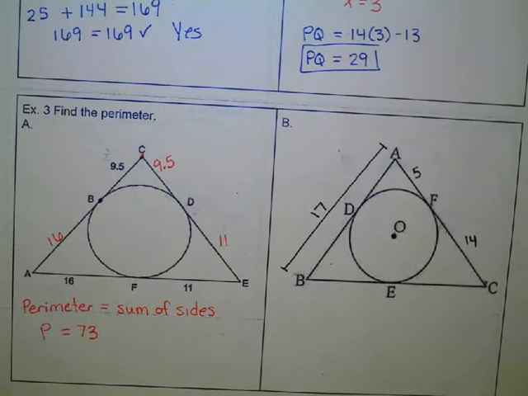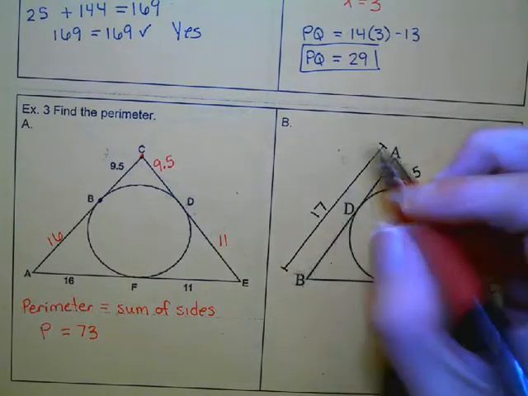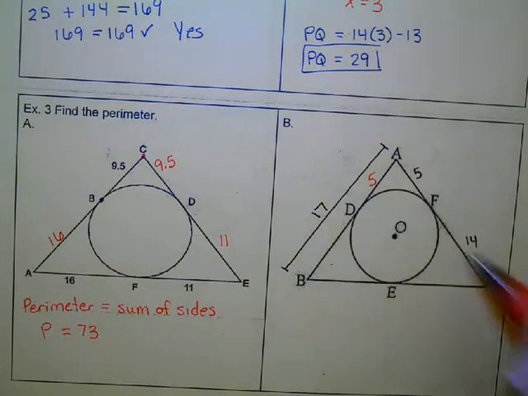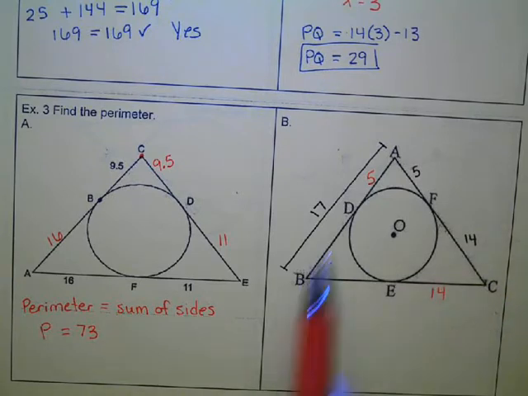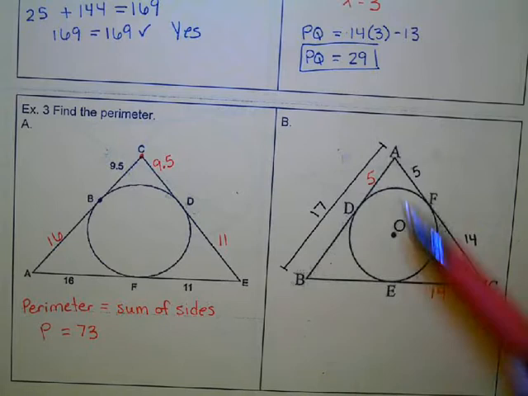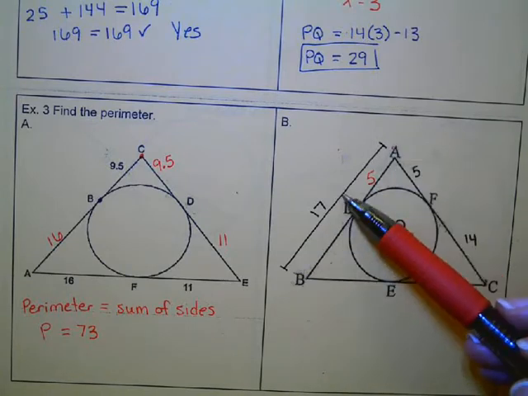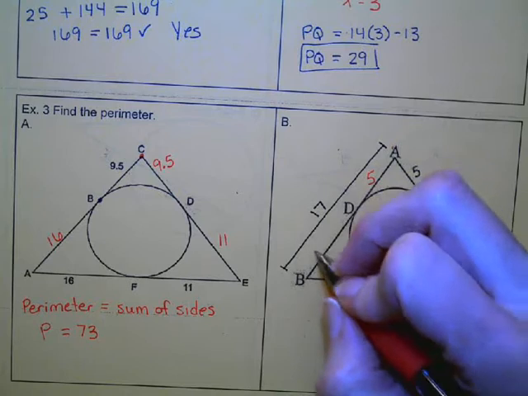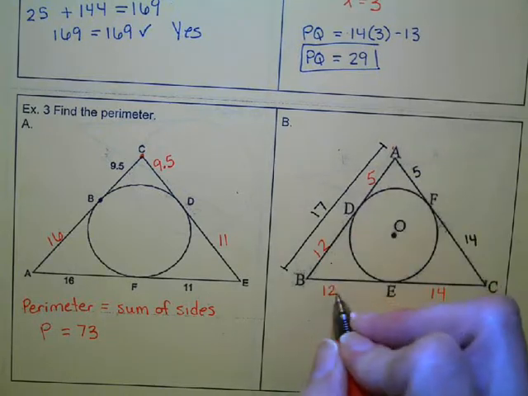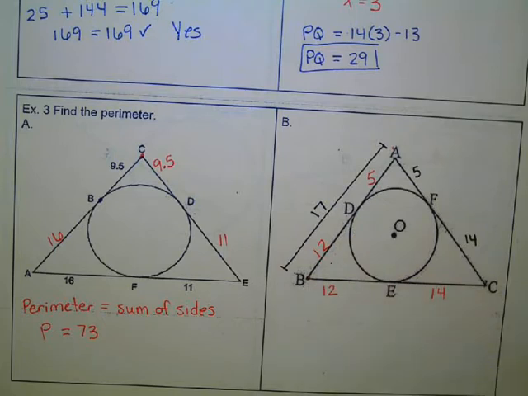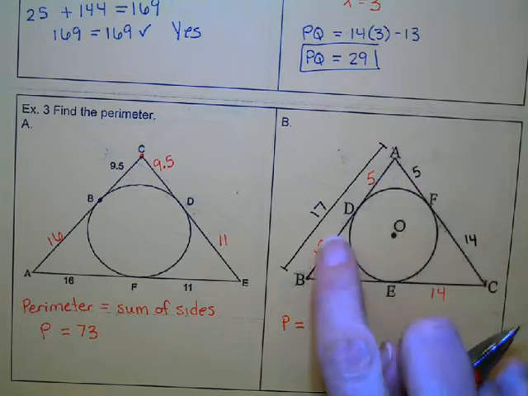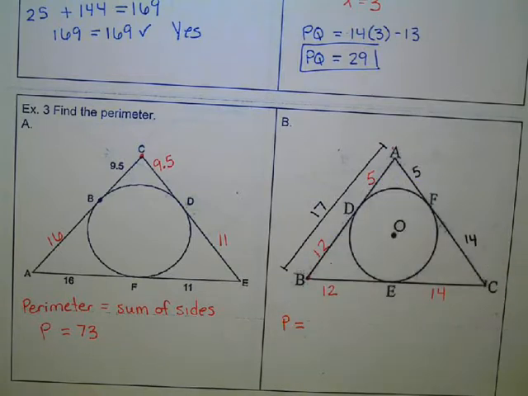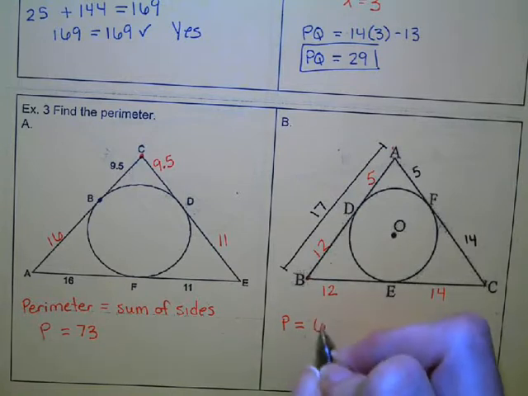So same idea here. I know if AF is 5, AD is 5. We know CF is 14, then CE is 14. But over here I don't have either one of these numbers. So what you have to do is the whole length is 17. 17 minus 5 leaves this to be 12, which makes this side also 12, because at any given point it's an equal distance to the circle. Now to find the perimeter, you're going to add up all these outside numbers. And 62.